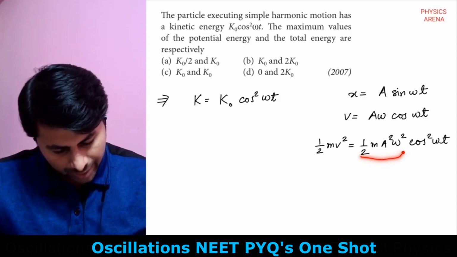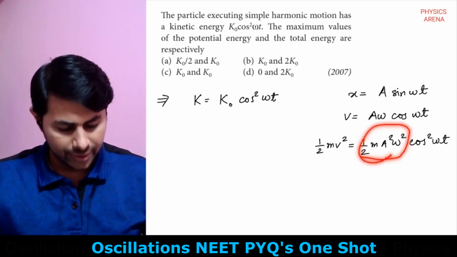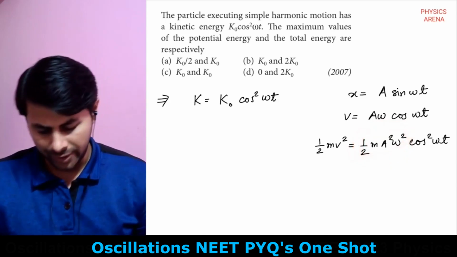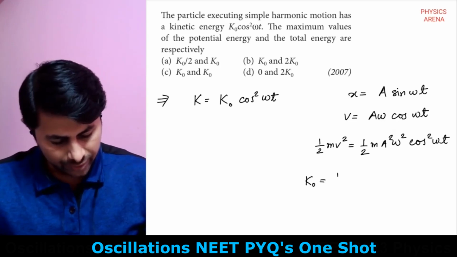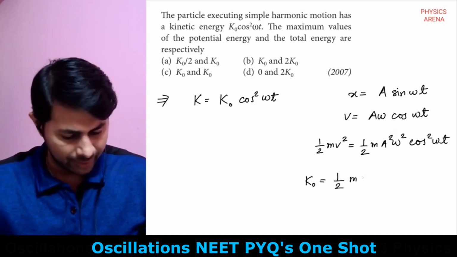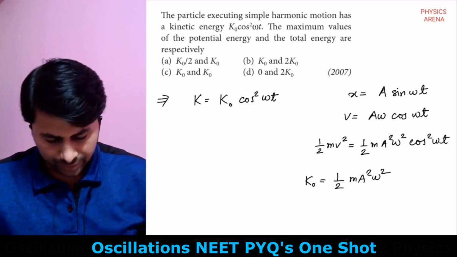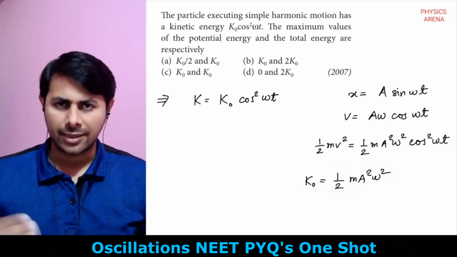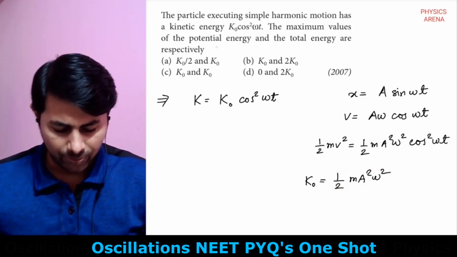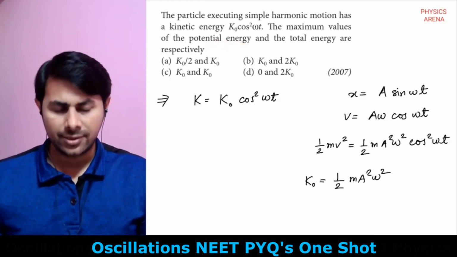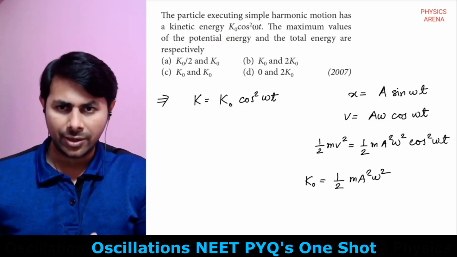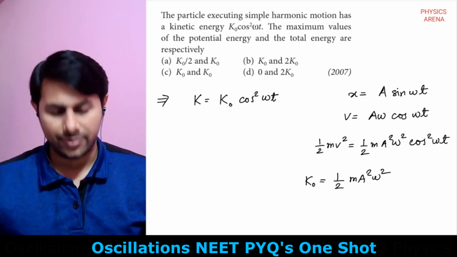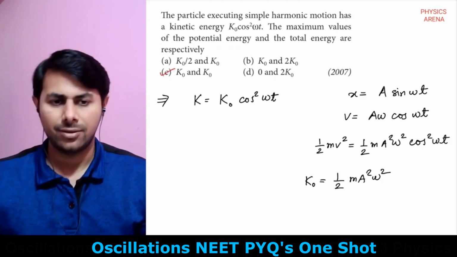So half of m omega square a square, this is the total energy. So k naught is equal to half of m a square omega square, and this is equal to total energy, right? And the maximum value of potential energy is just equal to total energy. So total energy is also k naught, and maximum value of potential energy is also k naught. That's why it is option C.